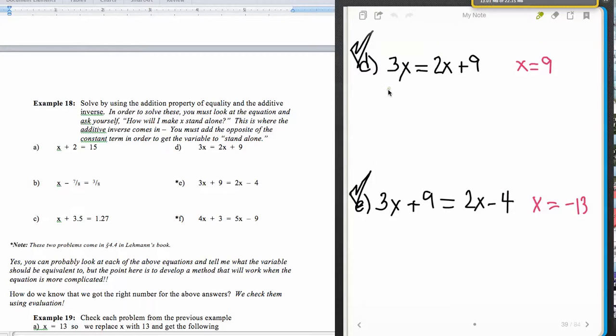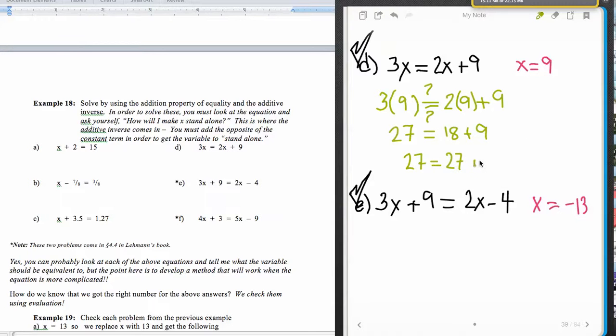The next one, we have 3 times our x value, which is 9, and we're asking, is that equal to 2 times 9 plus 9 more? 3 times 9 is 27, and we're asking, is that equal to 2 times 9, which is 18, and 18 plus 9? So 27, is that equal to 27? And yes, indeed it is, and so we see we have our check.